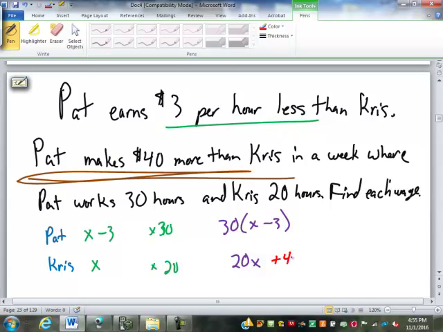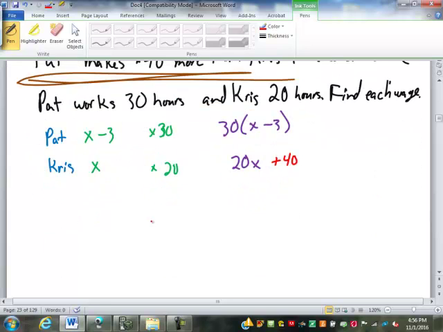Chris. The biggest mistake I see on these is when you see Pat makes $40 more, you put plus 40 on the end of Pat's. No. Pat's is already bigger. To make them equal, you have to add 40 to the smaller one, which would be Chris. So what we have here is 30 times X minus 3 equals 20X plus 40.